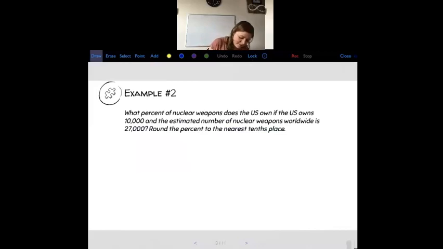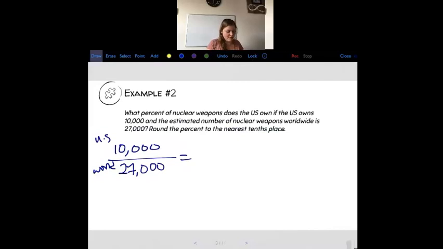So we can set this up as 10,000, this is the U.S., over 27,000, this is the world. Okay. And I'm going to divide these two, and I'm going to write a lot of numbers after the decimal to talk about how these should be rounded. So this is 0.3 and the pattern probably continues.